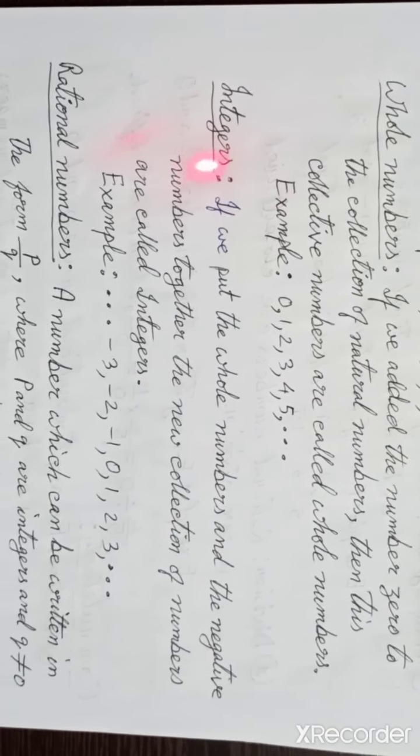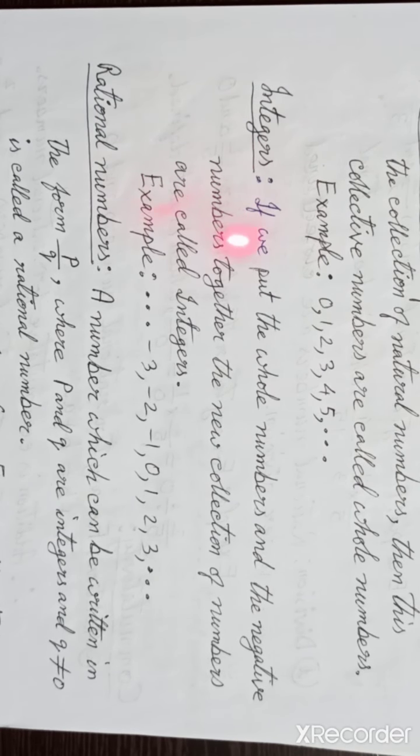Next is integers. If we put the whole numbers and the negative numbers together, the new collection of numbers is called integers. Example: here the negative numbers are -1, -2, -3, and so on, and whole numbers are 0, 1, 2, 3, and so on. And this collection of numbers is called integers.